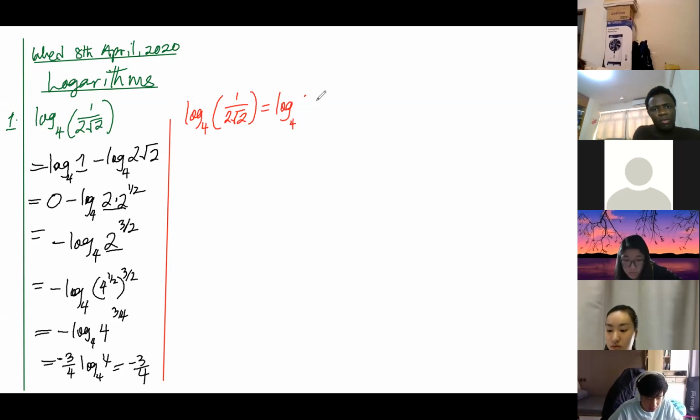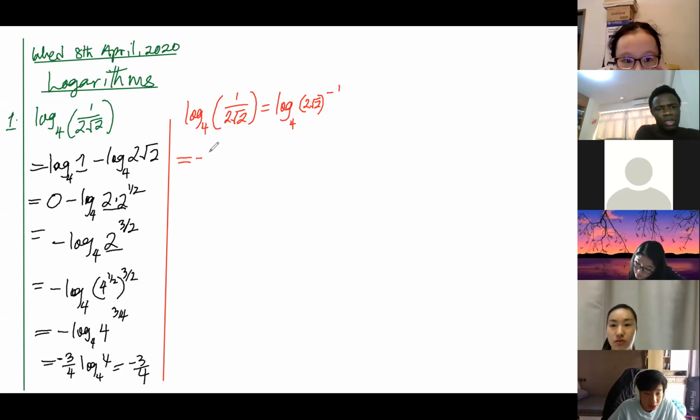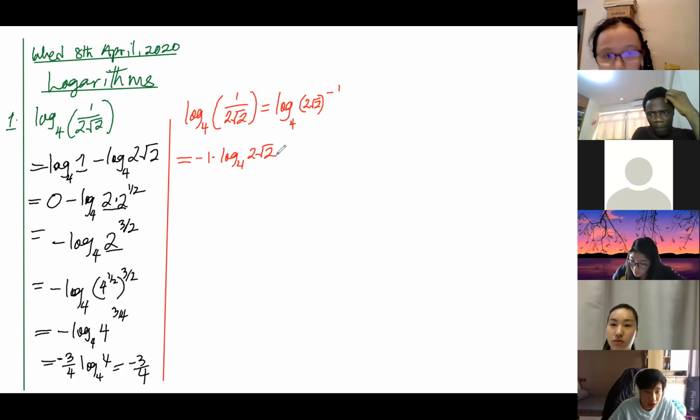So you mean everything raised to power -1, where this is 2 root 2? Yes, that's correct. Okay, so what do you do next? And then I took the -1 and put it at the end, because of the logarithm rule. Okay, so -1 multiplying log 4 to root 2, yes. And then I separated log 4 to root 2 into log 4 2 plus log 4 root 2.